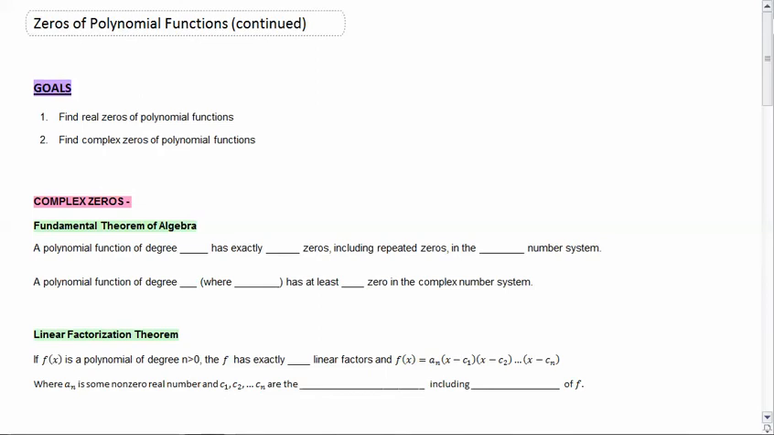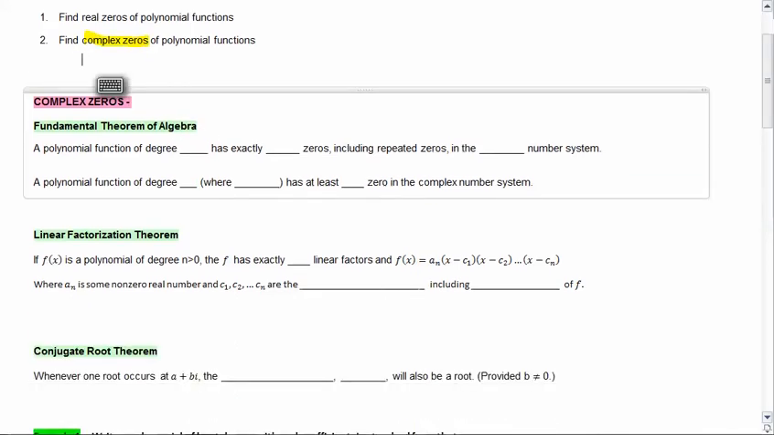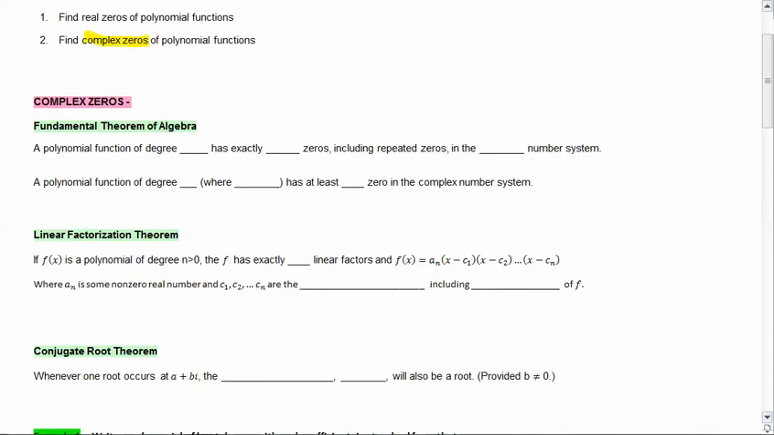This is zeros of polynomial functions continued. Last time we talked about zeros of polynomial functions and we were finding the real zeros. This time we're going to be finding the complex zeros of the polynomial functions. That's what this lesson is about. So this is still 2.4 from your book. So complex zeros, we're going to talk about a couple theorems before we get too into this.